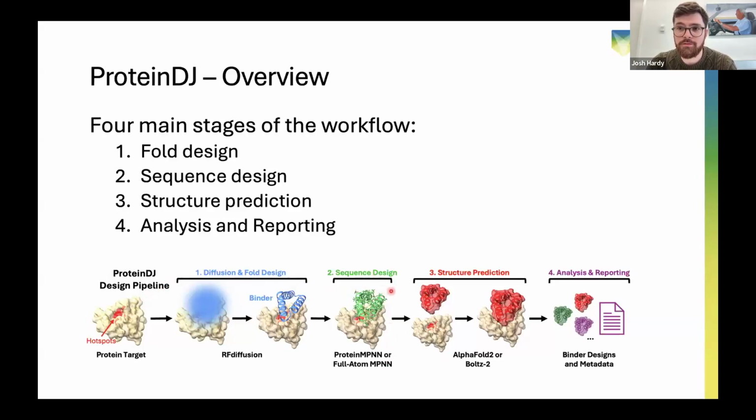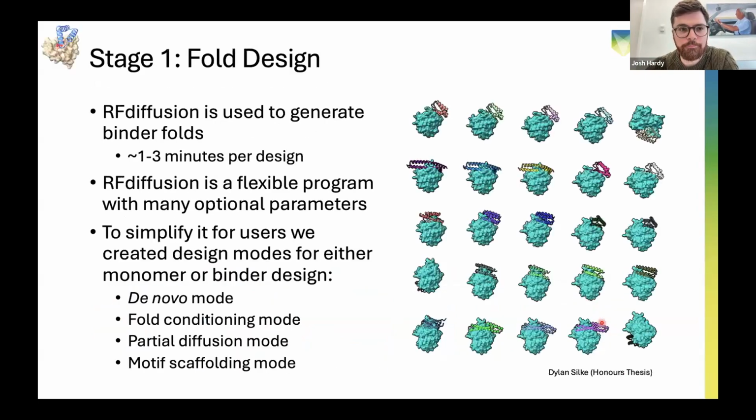These sequences get passed to structure prediction stage, which is the 3rd stage. Again, there's 2 programs that you can use to do that structure prediction. And finally, structures that pass the structure prediction phase go to analysis and reporting, where it gives you additional metrics and information about your designs. So I'll explain what each of these does, but this is the overall workflow.